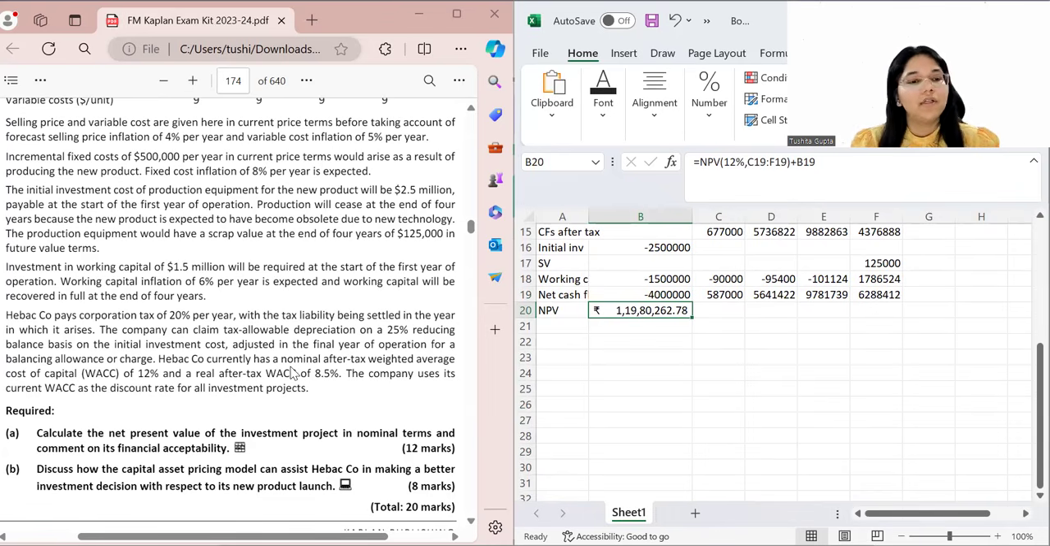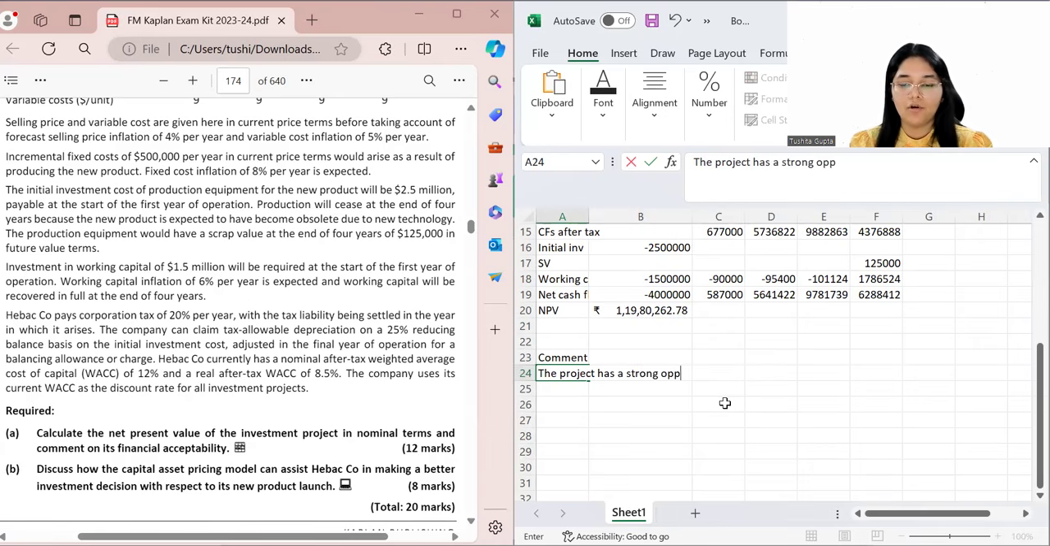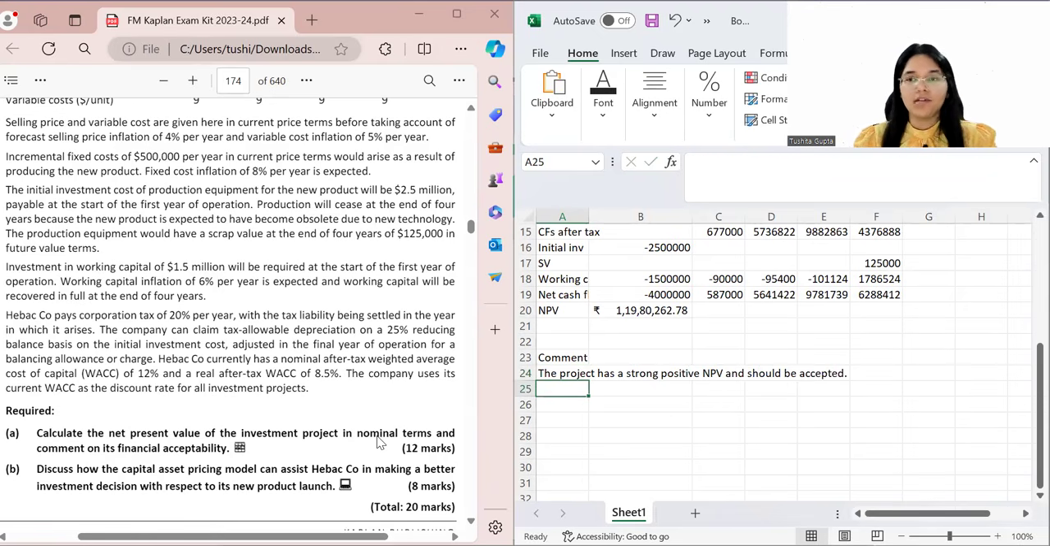The first part of the requirement, if you read carefully, wants you to calculate the NPV of the investment project in nominal terms, and which means there's something more that we are supposed to do: comment on its financial acceptability. So a comment will always carry marks. So if you leave it till here, you only get 11 marks. For the 12th mark, you have to leave a comment. You will say that the project has a strong positive NPV and should be accepted. So this is the comment that we're supposed to write over here.